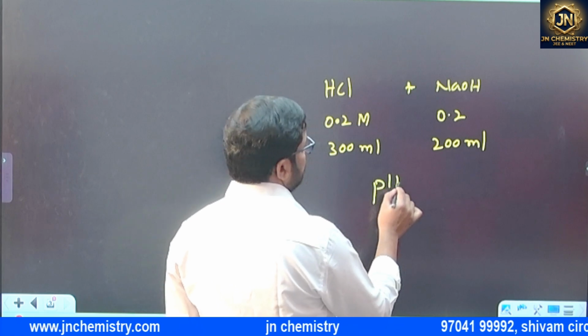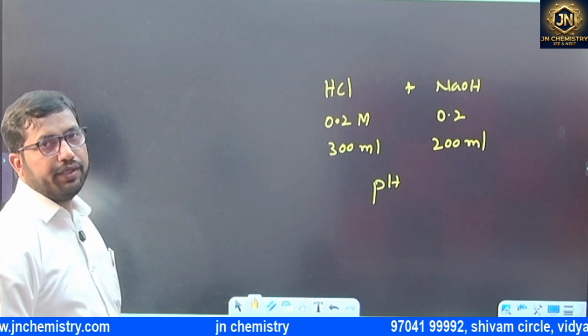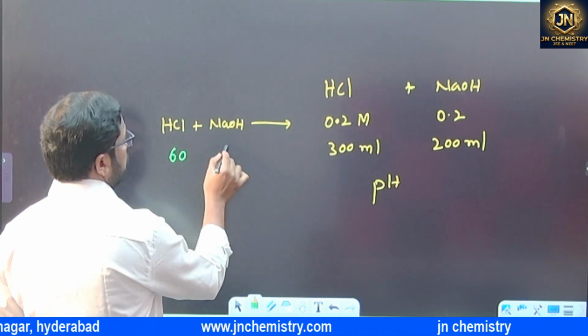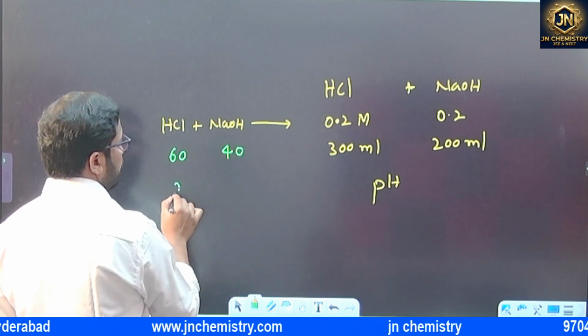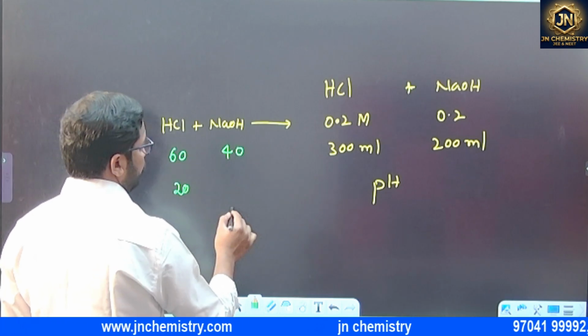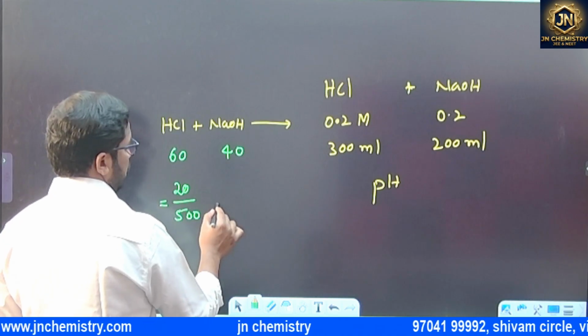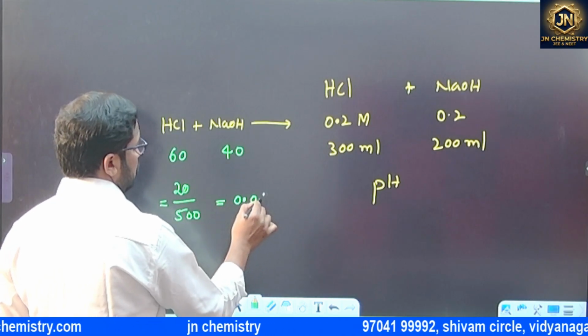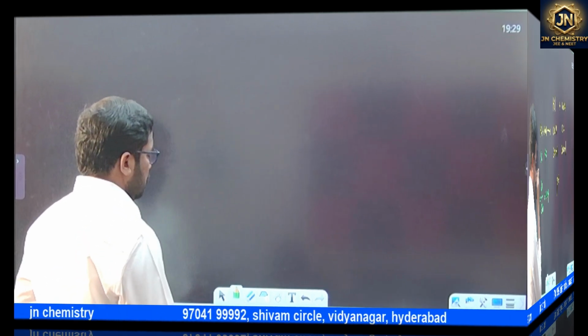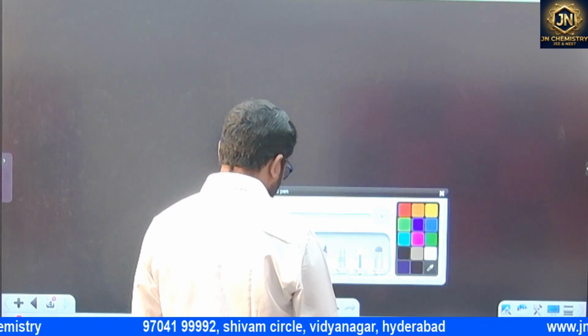Calculate its pH. Come on, do it fast. 60, 40, 40, 20, 20 by 500. 0.04. Next, solubility product.